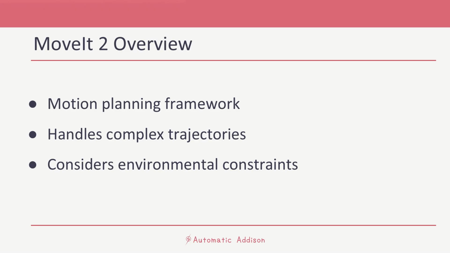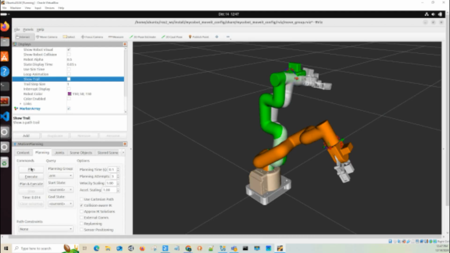MoveIt2 is a powerful and flexible motion planning framework for robotic manipulators. Using MoveIt2, instead of sending manual commands through a terminal window, allows for more sophisticated, efficient, and safer motion planning, taking into account obstacles, joint limits, and other constraints automatically. By the end of this tutorial, you will be able to create this.